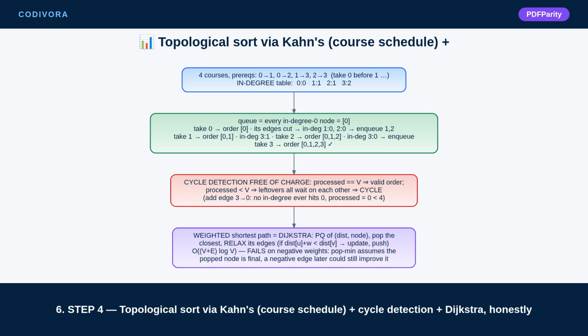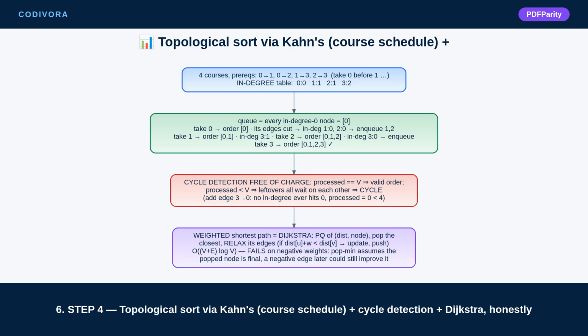Take 0, then order is [0]. Its edges are cut, so in-degree of 1 goes to 0 and 2 goes to 0, then both are in the queue. Take 1, then order is [0, 1], in-degree of 3 is 1. Take 2, then order is [0, 1, 2], in-degree of 3 goes to 0 and 3 is in the queue. Take 3, then order is [0, 1, 2, 3]. Next, cycle detection for free.